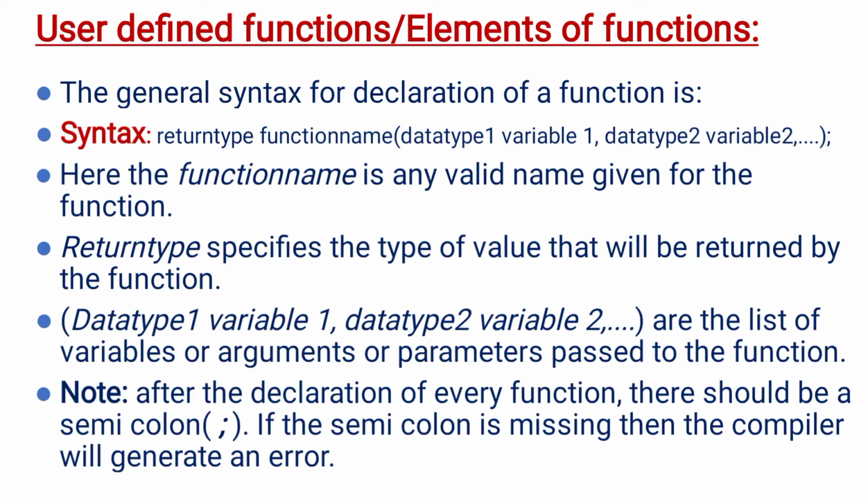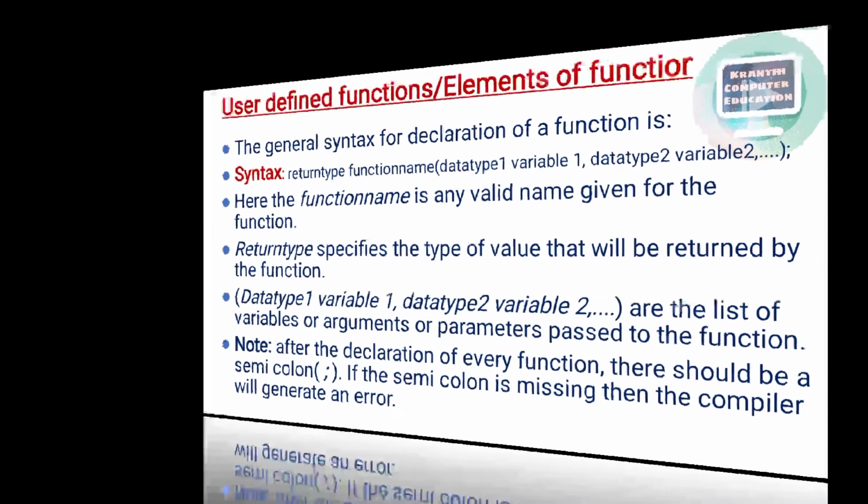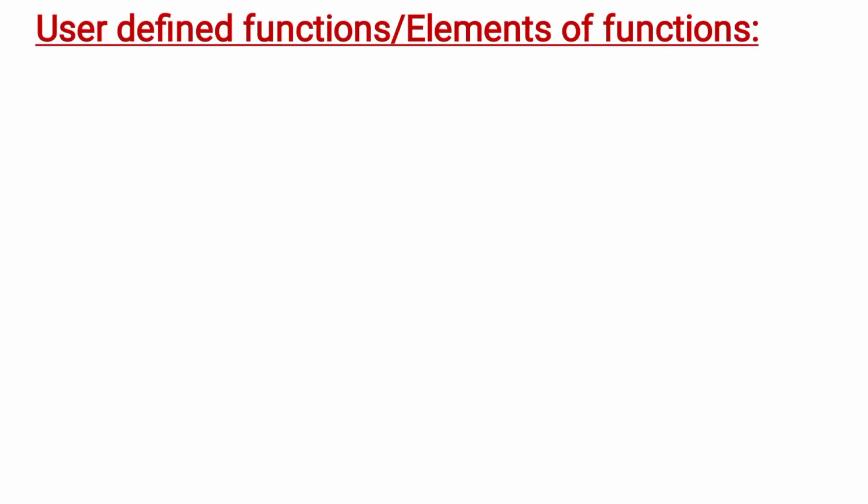Here is a note, after the declaration of every function there should be a semicolon. If the semicolon is missing, then the compiler will generate an error. In the function declaration statement, we must end that function declaration with a semicolon. If you forget to put the semicolon at the end of the function declaration, then you will get an error. The next is number 2, function call.